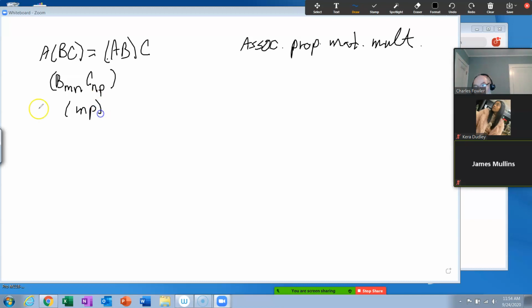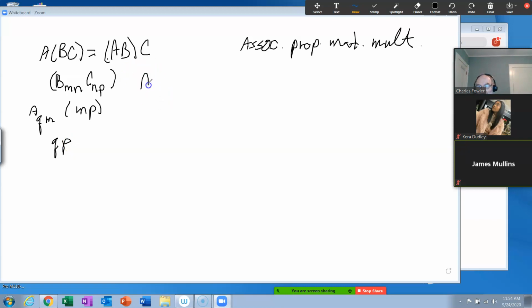Now, what does that tell you about A? A has to be something, and let's just call it Q by M. Otherwise, you can't multiply those together. So this product is an M by P, that's a Q. So this product over here has to be a Q by P product. Q rows, P columns.